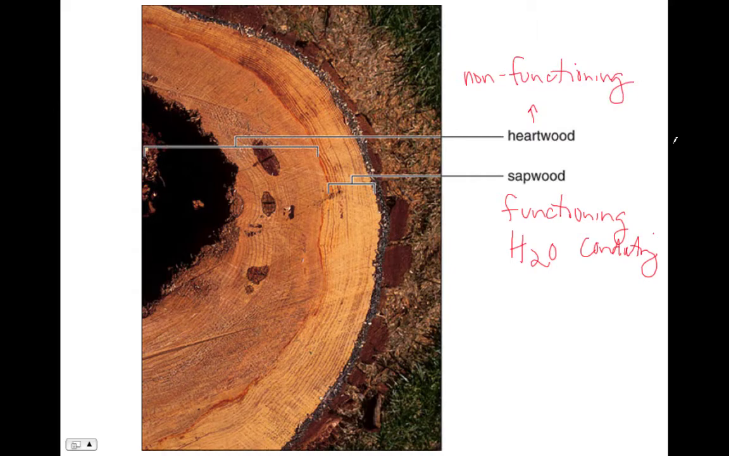But it does serve a function. It's just not conducting of materials any longer. The function of heartwood is generally the storage of secondary metabolites and waste products that end up being sequestered in these non-functioning conductive tissues. Not only does the heartwood serve as a storage facility for waste and other products, but it can also lend a great deal of support, as these materials tend to be resistant to decay.